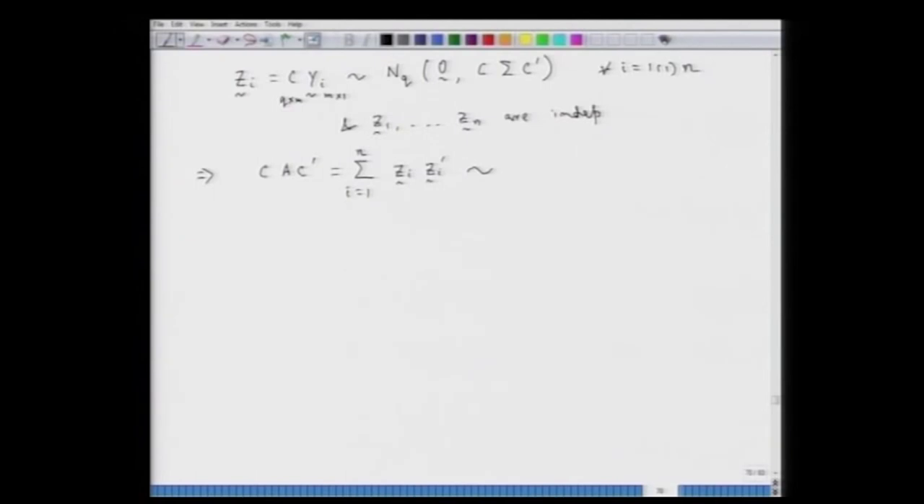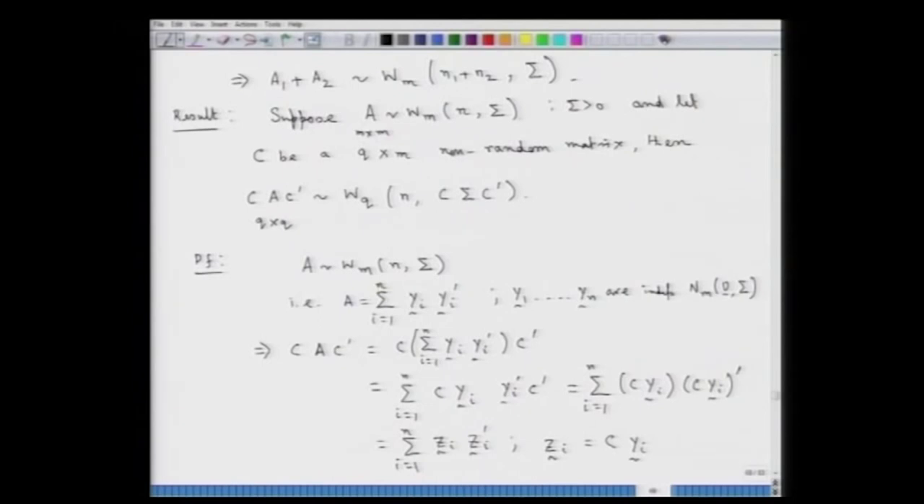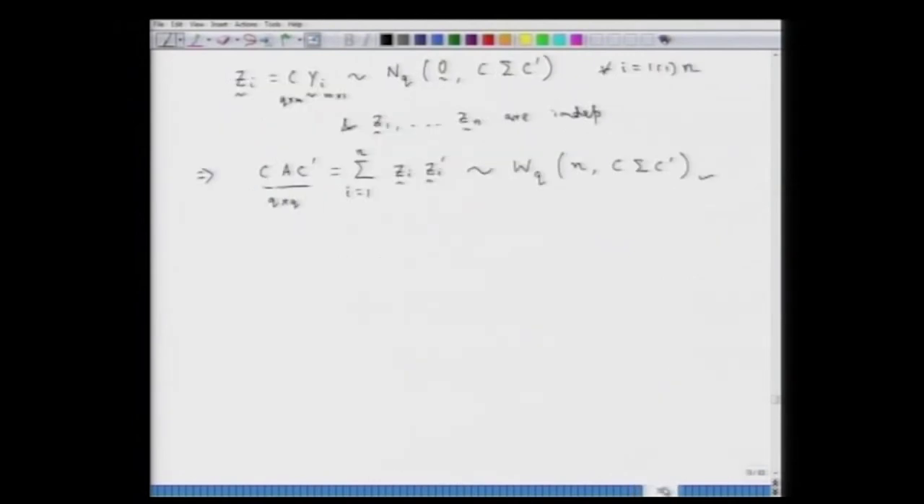So, that would imply that this quantity is going to follow a Wishart distribution with what dimension? With the dimension of this random matrix, which is q by q, and hence this is a Wishart q on what degrees of freedom? The degrees of freedom is the number of independent random vectors here, which is n. So, this has n degrees of freedom, and the associated covariance matrix of the Wishart distribution is the covariance matrix of the constituent multivariate normal distributions, so that is C sigma C prime. So, this proves the previous result which we had stated, that if A is Wishart distributed and C is a non-random matrix, then C A C prime also has a Wishart distribution with n degrees of freedom and C sigma C prime as its associated covariance matrix.